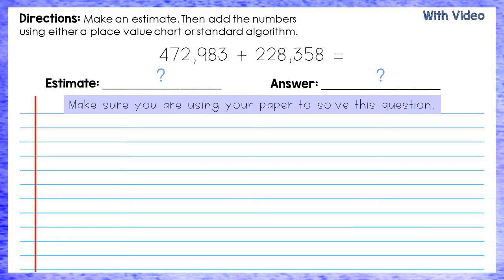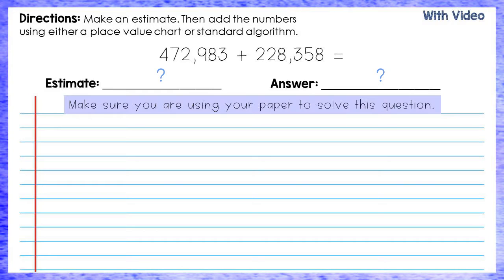Hello. In this video, we will be working on adding, but before we add, we always want to estimate. Let's read the directions together. Make an estimate. We must do that first. Then add the numbers using either a place value chart or standard algorithm.